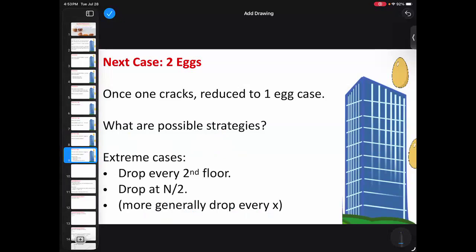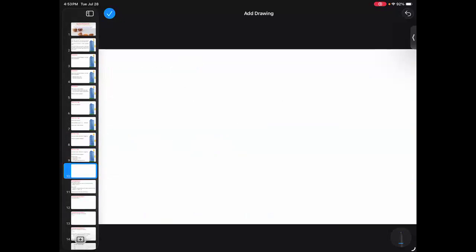And so if we do it more generally, we could drop every x floors where x is fixed. Again, there were other strategies about maybe having x exponentially increase. That would be great. Or maybe do a percentage. We can definitely do that. If we do it every x floors, it would be x, 2x, 3x, dot dot dot, all the way up to basically n over x times x. I'm not going to worry about whether that is an integer or not. So worst case, how many drops is that?